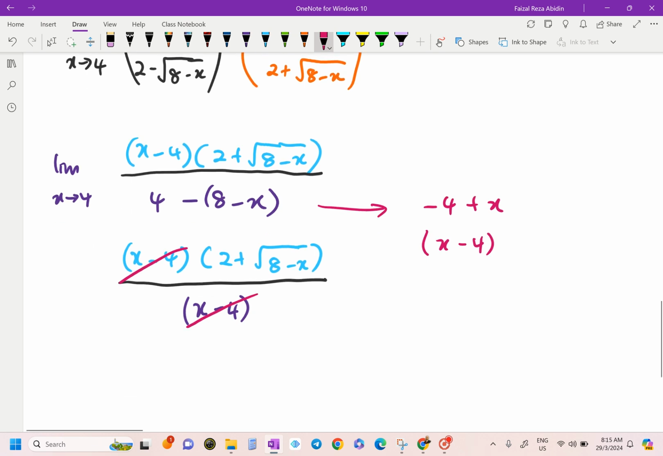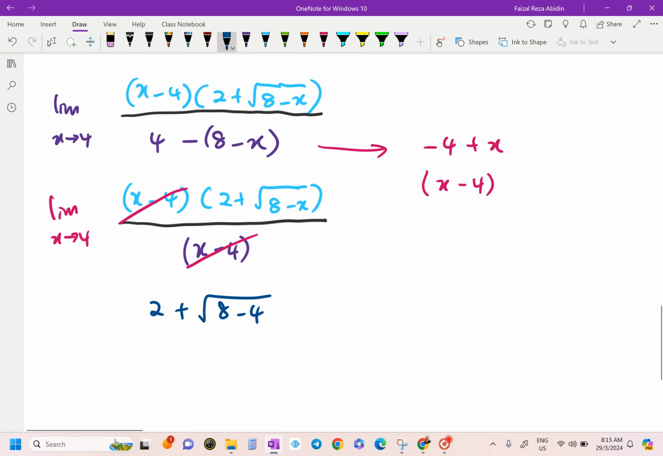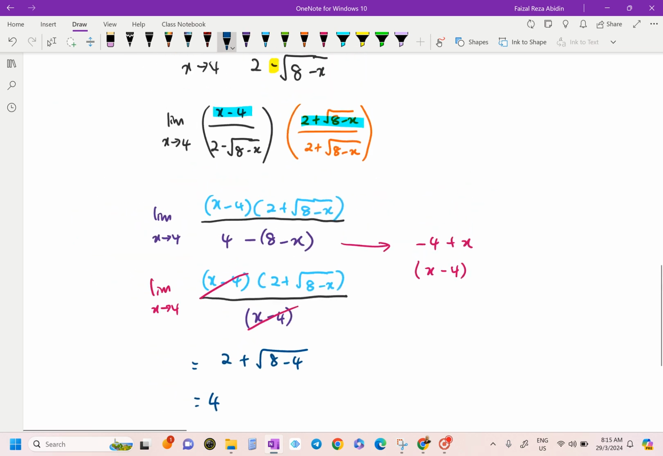Okay, so what happens next is I'm going to substitute x with 4 into our expression just now. So what we have over here, you're going to get 2 plus square root of 8 minus 4. So 8 minus 4, you're going to get 4. So square root of 4, you're going to get 2. So 2 plus 2, the answer you are going to get is 4. This is for our E.